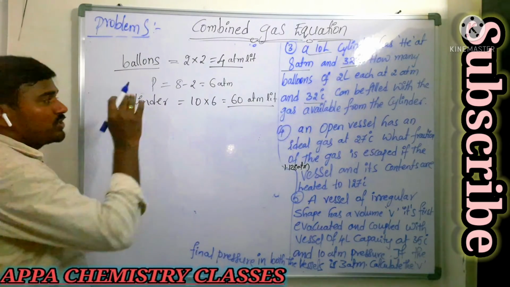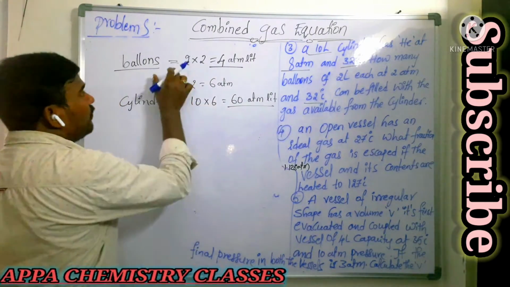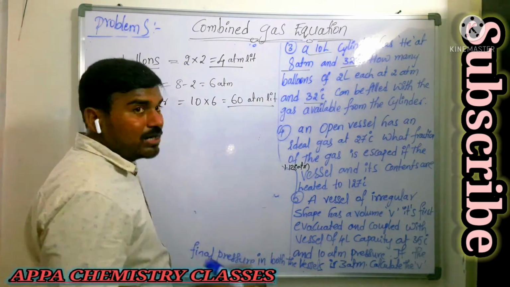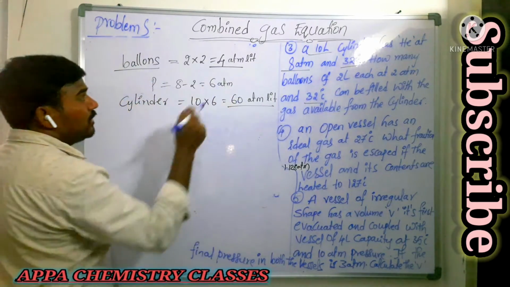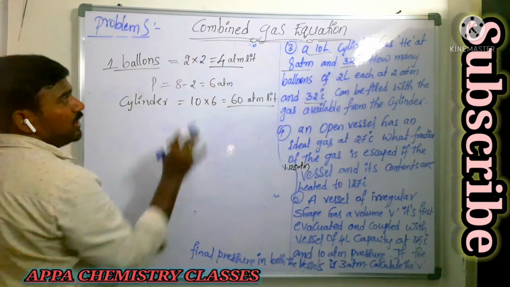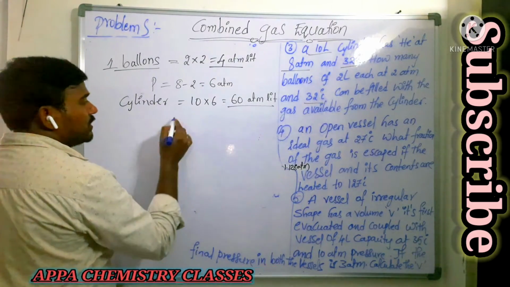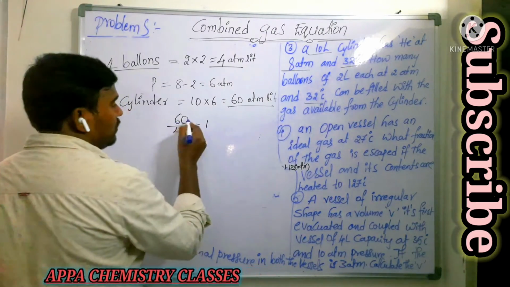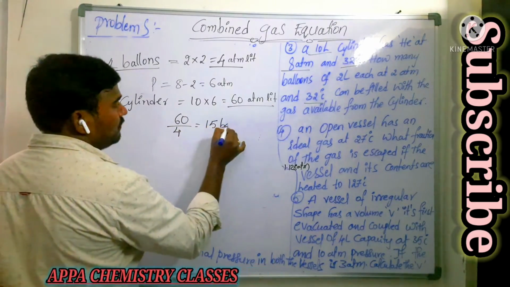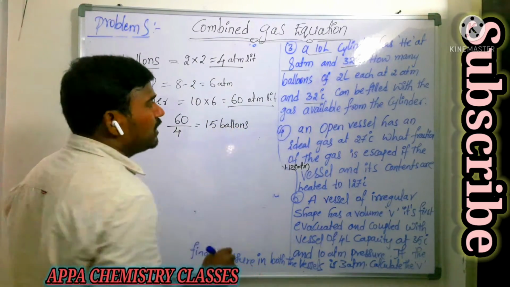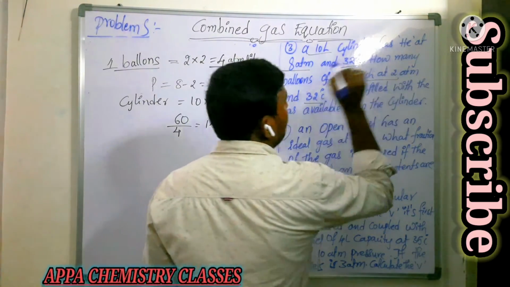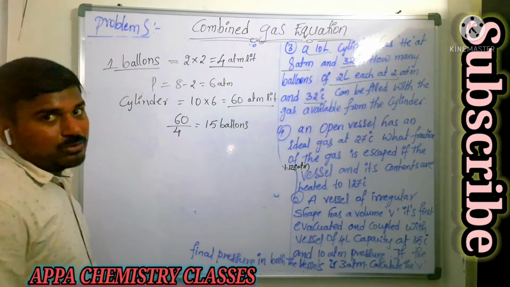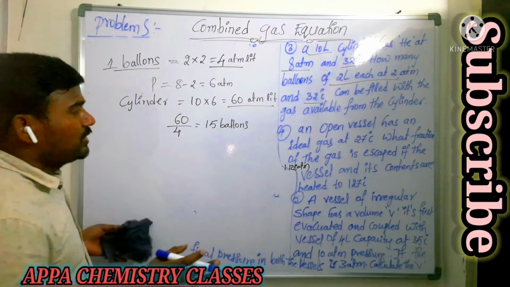Now how many balloons can be filled with this 60? One balloon requires 4 atmosphere liter, and the cylinder contains 60 atmosphere liter. So with this, how many balloons can be filled? For one balloon, this many atmosphere liters of gas are required. For 60 it will be 60 by 4, that is 15. So 15 balloons can be filled, with 2 liter volume and 2 atmosphere pressure. Is that clear? So that is a very important one.